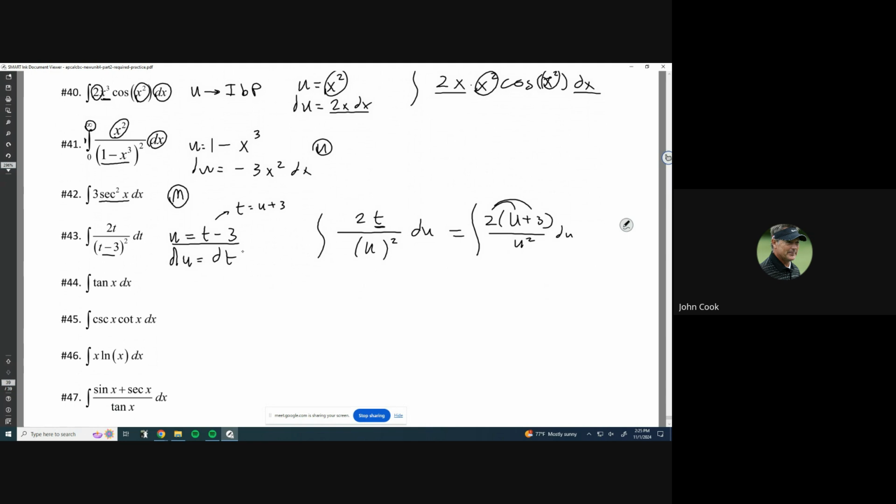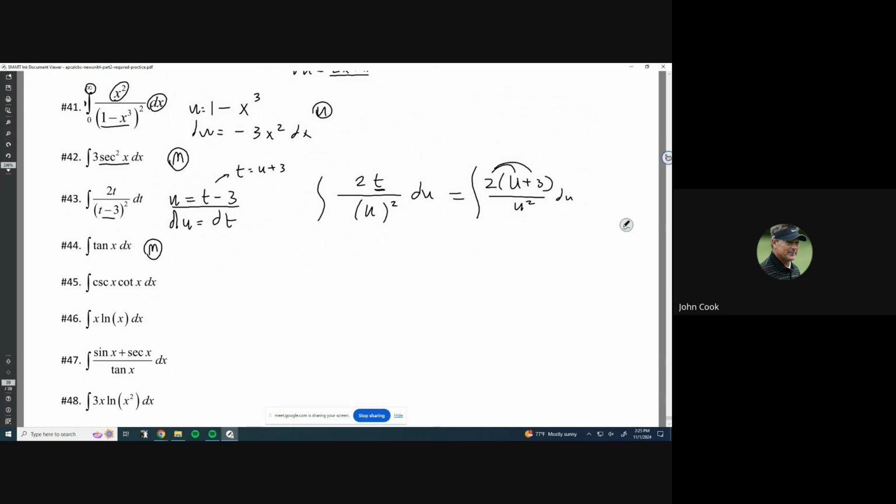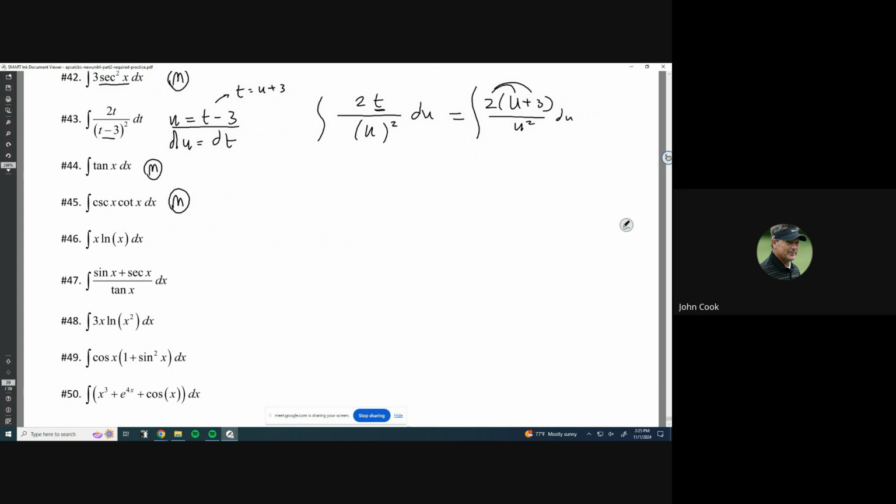Tangent, that's a memorized one. Cosecant, cotangent, that's a memorized one. X natural log of x, this is integration by parts. This is another one that we did in the notes. This is a pretty easy one. And remember that if you're just trying to figure out which one to use for u, either x or natural log of x, there's an ordered tier by which you want to do it.